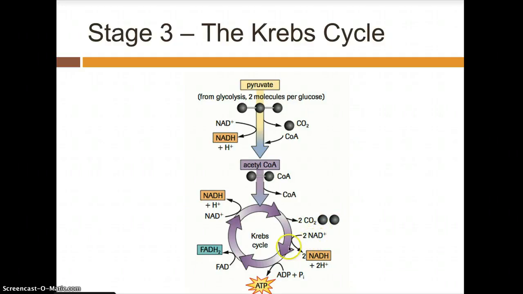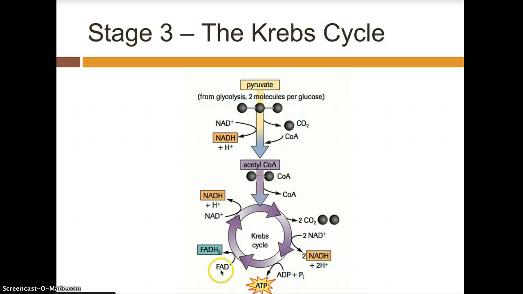All right, we have further oxidation here. We have NAD positive molecules producing NADH and a 2 hydrogen group. So we have more electron carriers produced. Then we have the formation of some ATP. So we have an ADP and a phosphate group producing 1 ATP molecule.